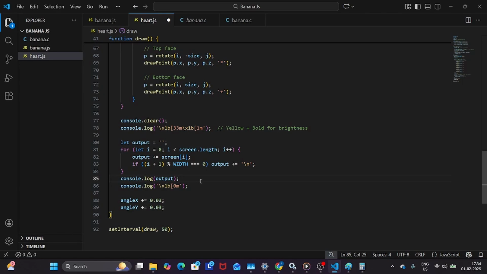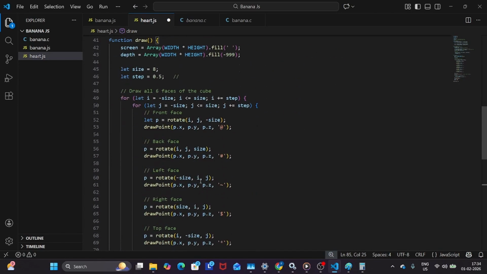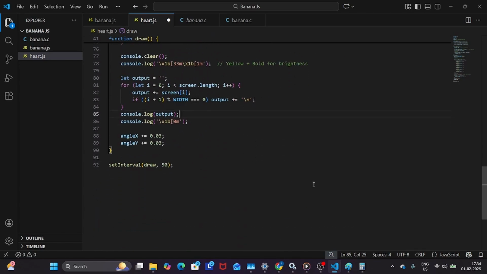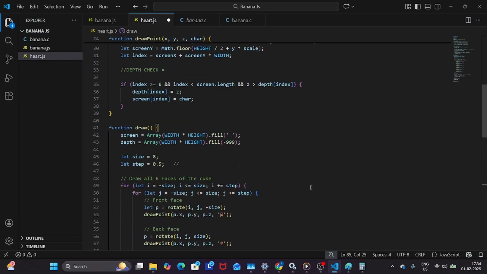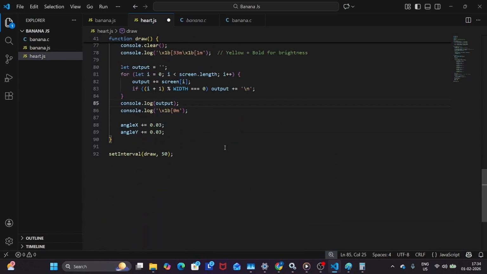Then we will console.log, this is the final part. Okay, this will print that thing. See, console.log is nowhere else, here it is printing everything. Above is just the calculation. Console.log will be the output. Then what is the meaning of this thing? This will reset the terminal color to default, ensuring the next character prints normally. Okay, so this is basically used to avoid color bleeding across the frames.